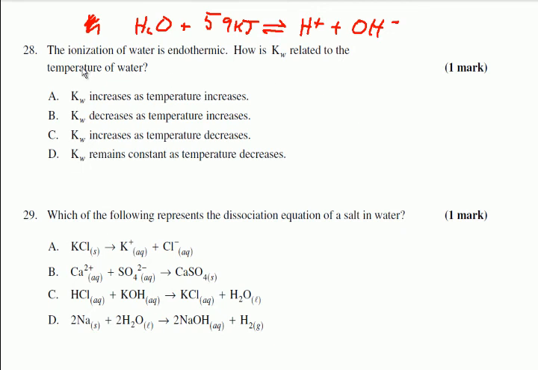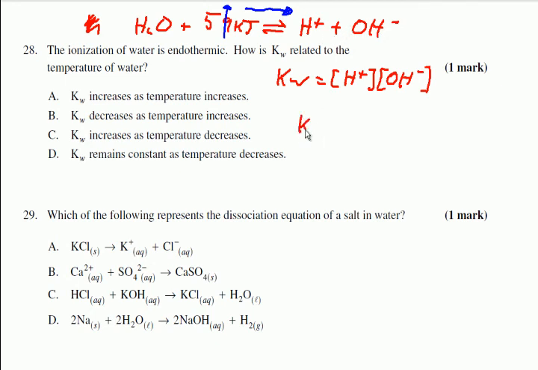Now, it says, how is Kw related to temperature? Well, Kw is going to equal the concentration of H plus times the concentration of OH minus. Kw is going to increase if temperature increases. Say if we make temperature increase, this reaction is going to shift to the right, and therefore H plus is going to increase and OH minus is going to increase. If these two numbers increase, Kw is going to increase.